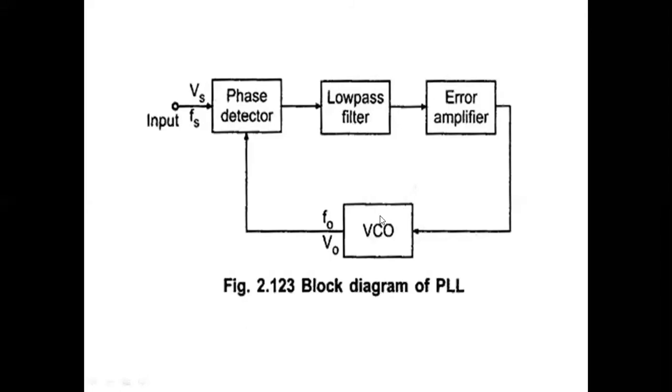So this is the block diagram of PLL. Mainly this PLL consists of phase detector, low pass filter, error amplifier, and VCO. Here we are applying some input with the voltage of Vs, and the input frequency is Fs, and the VCO internally has some frequency. The VCO voltage is represented as V0 and the frequency as F0.